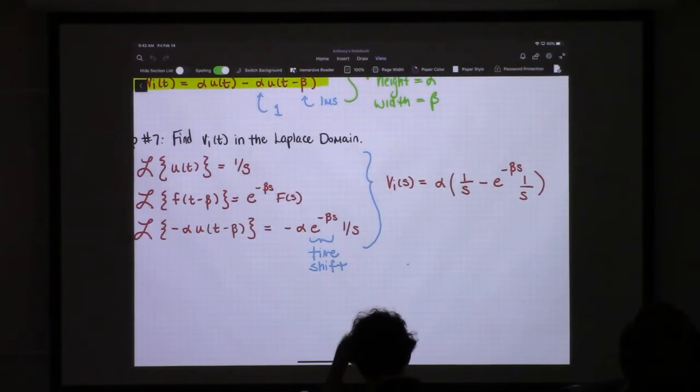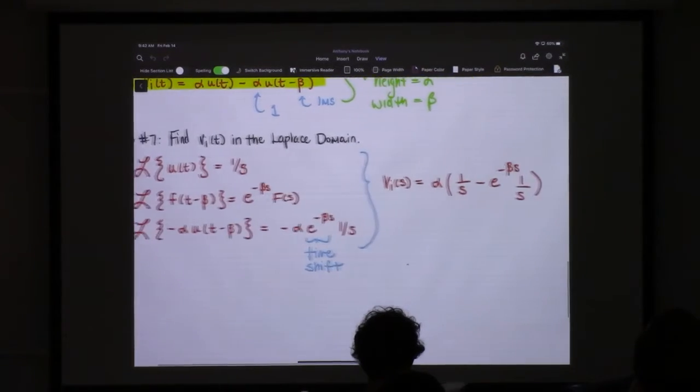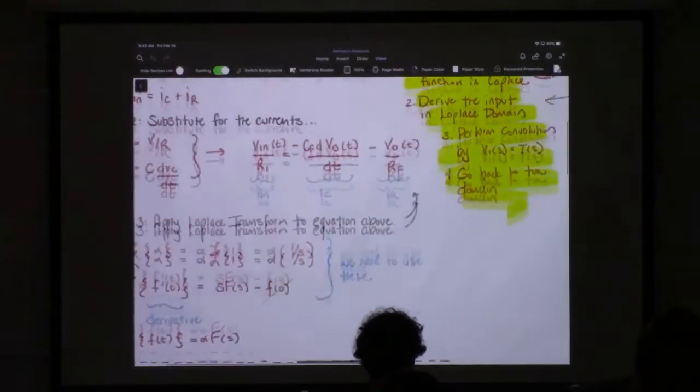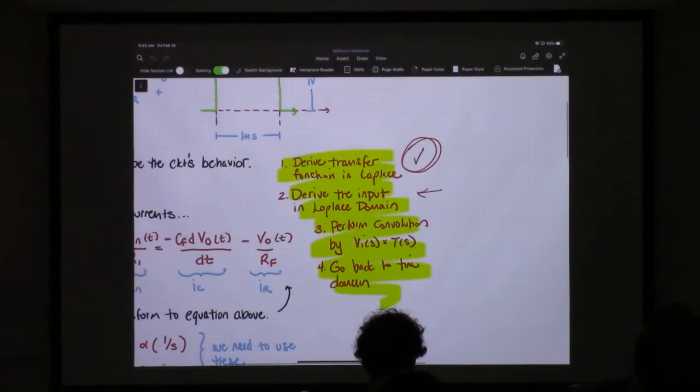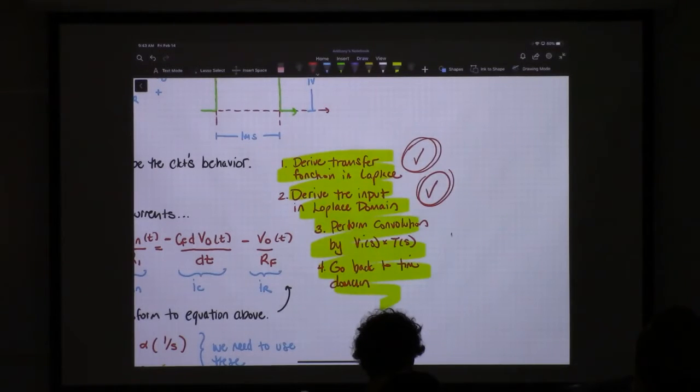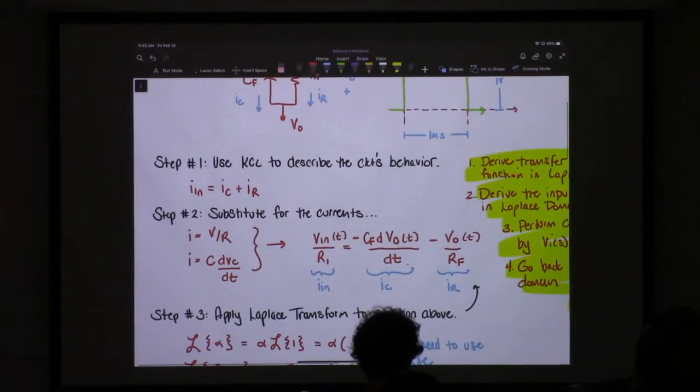So we've gotten through 2 steps. If we go back up here in our overview, we're done with that. Now, perform the convolution in the Laplace domain, which very nicely is just going to be multiplying the 2 together.